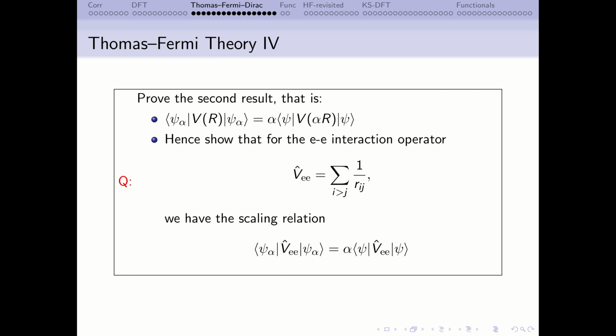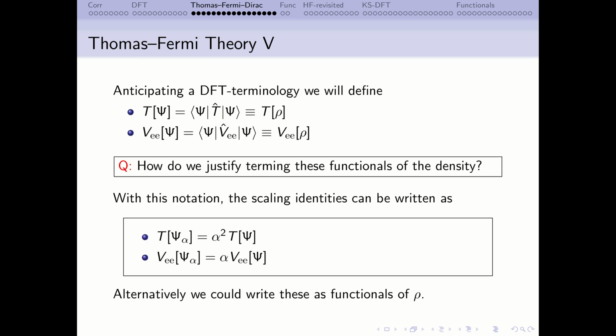Alright, so now we've got these scaling relations, and what we're going to do now is to use a bit of density functional terminology. So we're going to write the kinetic energy, which is a function of the wave function, written like this. And we know that the density determines the Hamiltonian and hence the wave function, so let's write it formally, just formally, as a functional of the density. Likewise, the electron-electron operator energy is written formally like this. Now, how do we justify these as being functionals of the density? It's through the Hohenberg-Kohn theorem number 1, in fact.